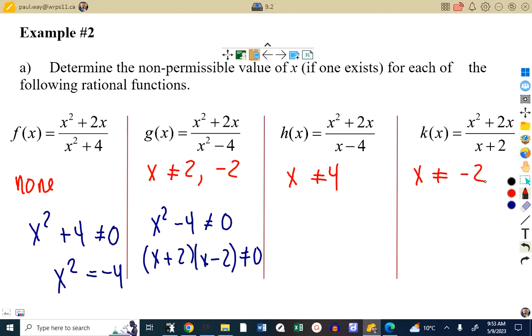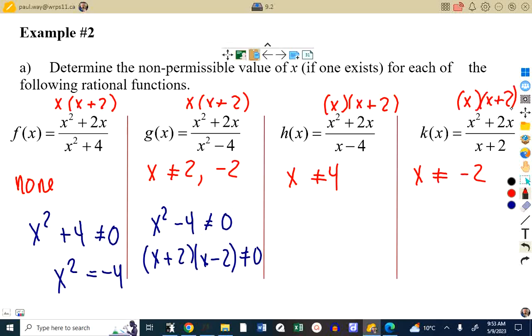Okay. While we're here, let's factor the numerators, just because. This numerator factors into x times x plus 2. This factors into x times x plus 2. This factors into x times x plus 2. Are all of your numerators the same? Okay. This factors into x and x plus 2.